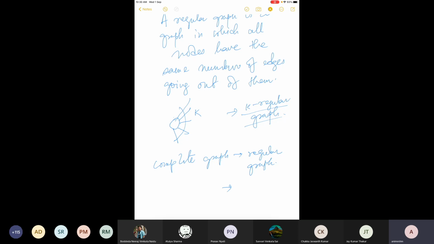What regular? If there are n nodes, it's an n minus 1 regular graph. It's an n minus 1 regular graph.